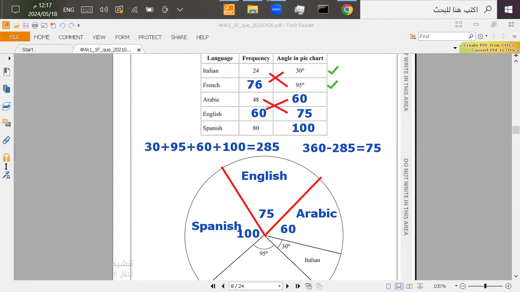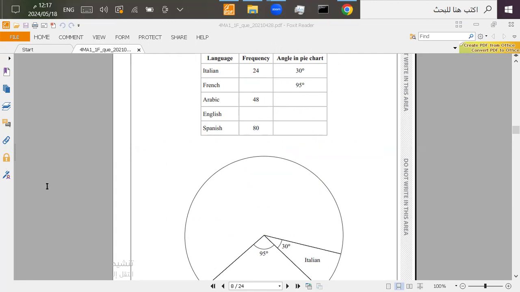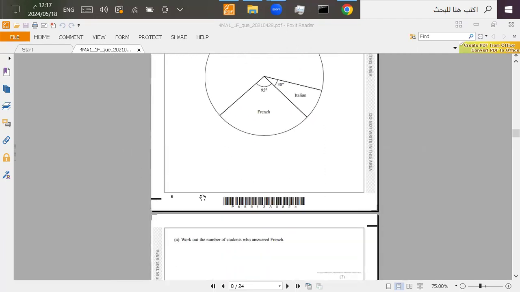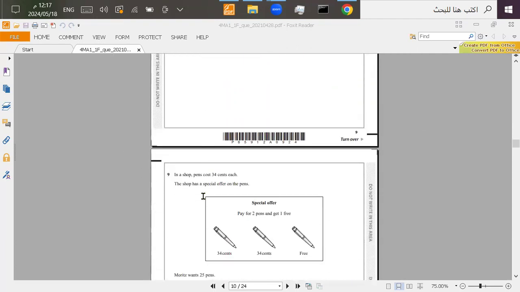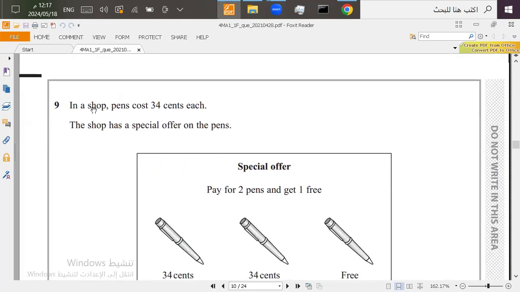Now let's move on to the next question. This was question 8. Let's move on to question 9. In a shop, pens cost 34 cents each. So each pen is 34 cents.